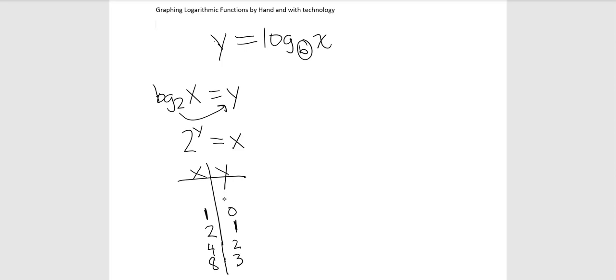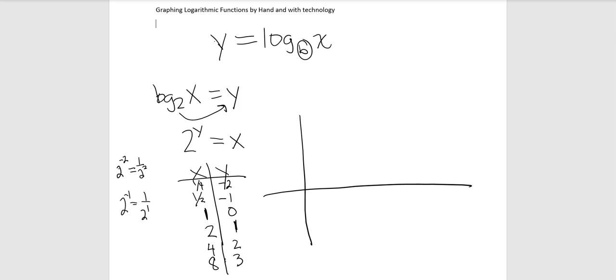On the negative side, negative exponents make positive fractions. So if I have a y value, an exponent of negative 1, we know 2 to the negative 1 power is 1 over 2 to the positive 1 power, which is just 1/2. If I had a negative 2, it would be 2 to the negative 2 power, which is 1 over 2 squared, which is 1/4.